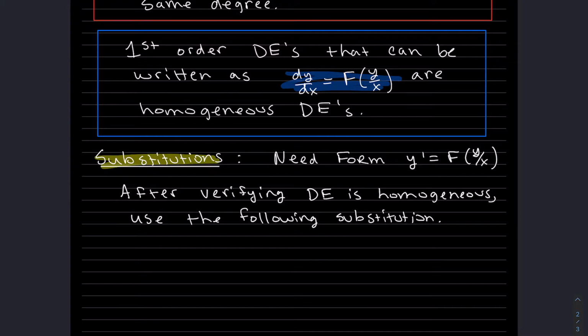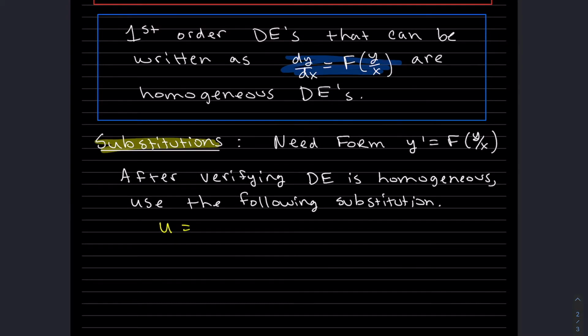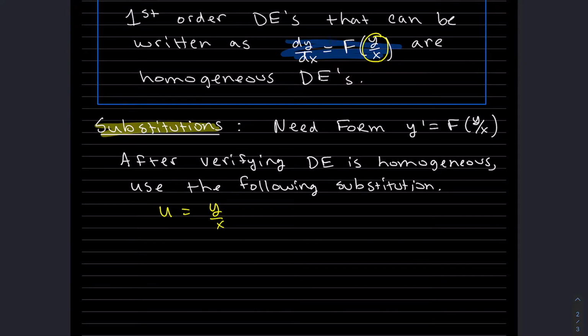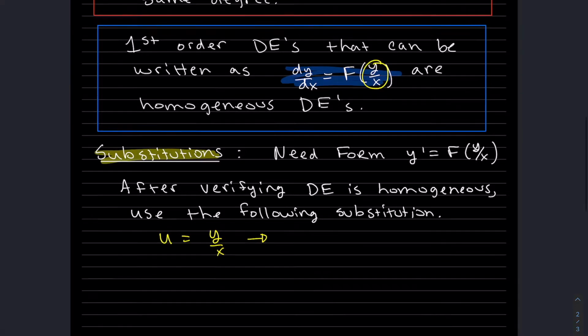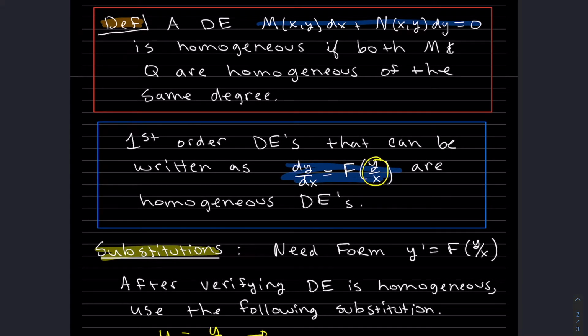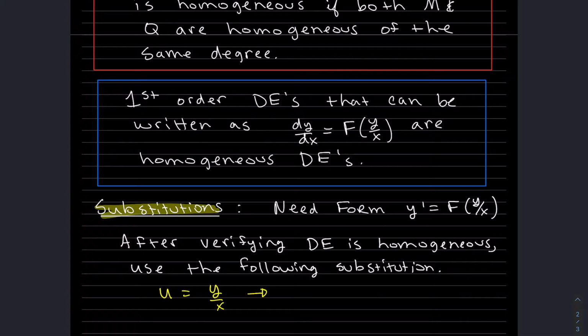So after we've verified that the differential equation is homogeneous, like we did above, we're going to use the following substitution. u is going to be y over x. That's why we need it in that form. So it's a u substitution. As I said earlier, this is the first u substitution that we're going to learn.